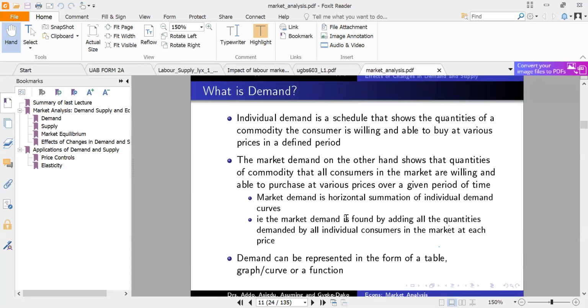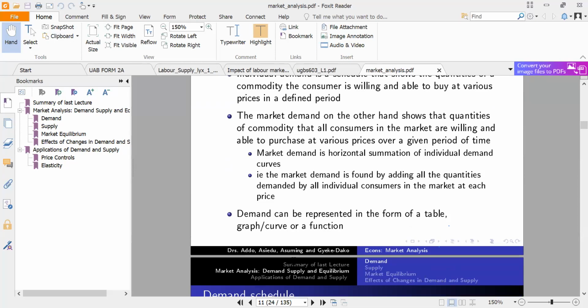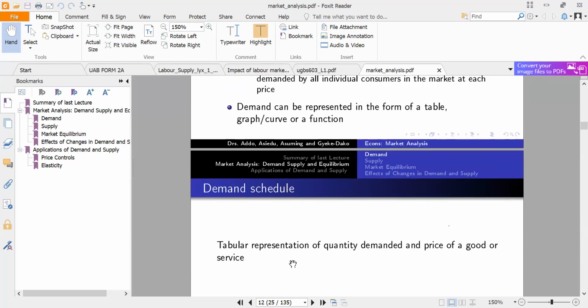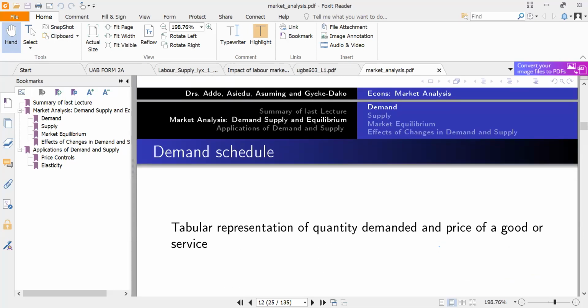Okay, demand can be represented in the form of a table. You can also represent it as a graph or as an equation or a function. So in three ways: table, graph or curve, or a mathematical function. This is the tabular representation of demand.